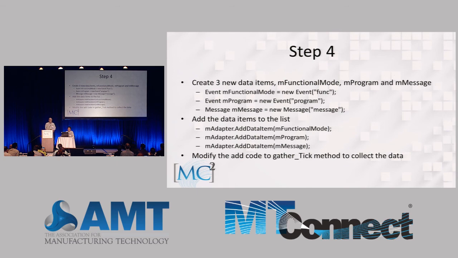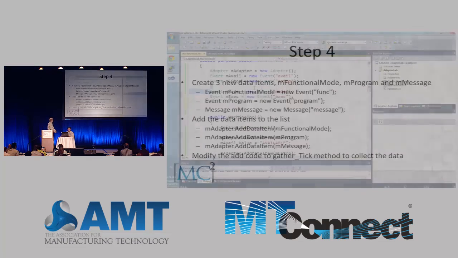Okay, we're going to add some more data items. We're going to add 2 more events, the functional mode and the program name, and then we're going to add a message. And again, after we add those variables, we're going to go down to the constructor, add those to our data item list, and then, as we've done in the past, we're going to modify the gather tick method to collect that data from the form. Okay, can we switch back to sequence computer, please?